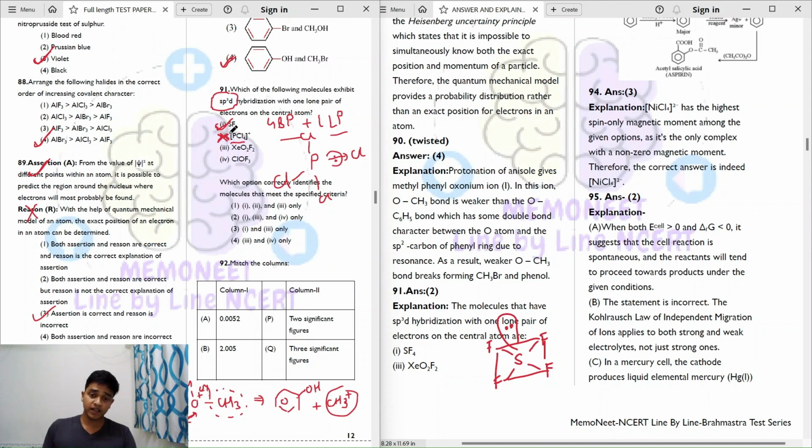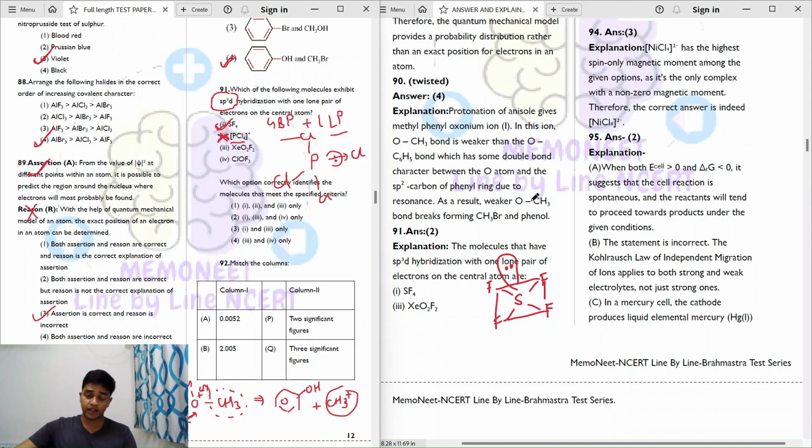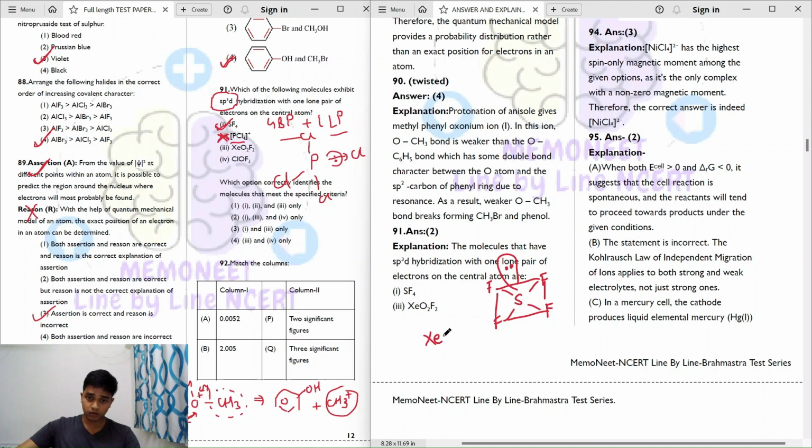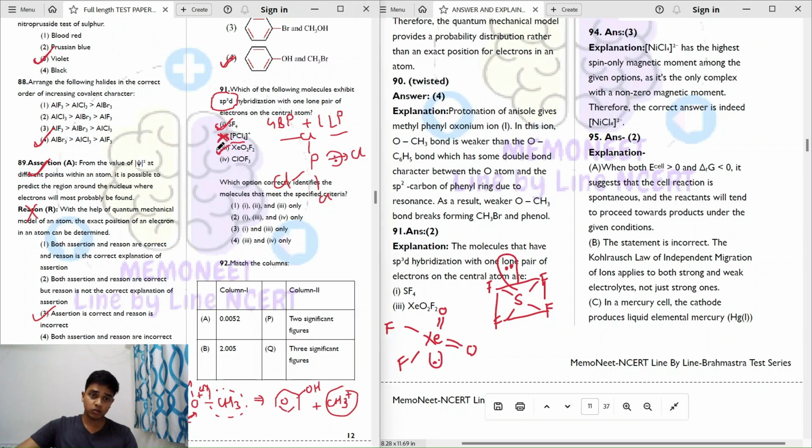Taking a look at the next, we have XeO2F2. Xenon is the central atom. It has 8 electrons. One electron each will be used to form a bond with fluorine, right? And oxygen forms two bonds, so there will be a double bond with oxygen, but it will contain only one hybrid orbital. Similarly here, so six electrons have been consumed, one pair remaining, that will be a lone pair on this atom, and we have an sp3d hybridization. So 3 will also give the similar.